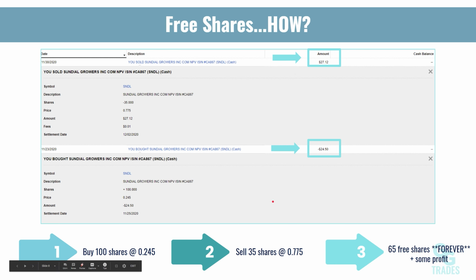So the point is, just think about it. Imagine this stock runs up, it goes up another dollar. That's $65 I just got in my portfolio. Either way, I don't really care what happens with it after because I've made it free.